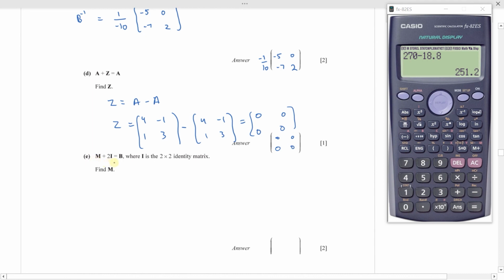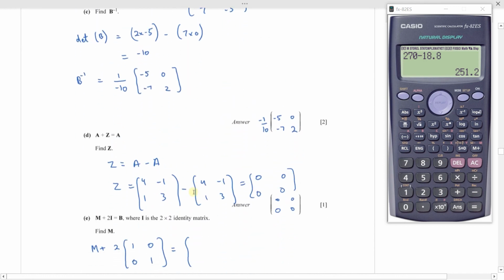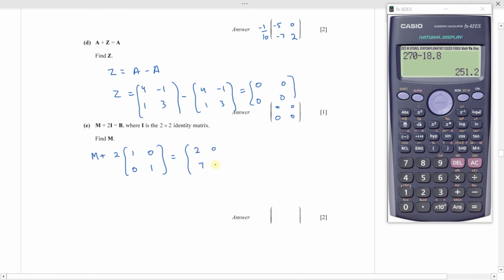Part E is M plus 2I equals B, where I is the 2 by 2 identity matrix. Find M. So the identity matrix is [1, 0; 0, 1]. Let's substitute the values. M plus 2 times the identity matrix equals the matrix B. B was [2, 0; 7, -5]. Now you have to solve this to get the value of M. If I multiply this 2 inside, I will get M plus [2, 0; 0, 2] equals [2, 0; 7, -5].